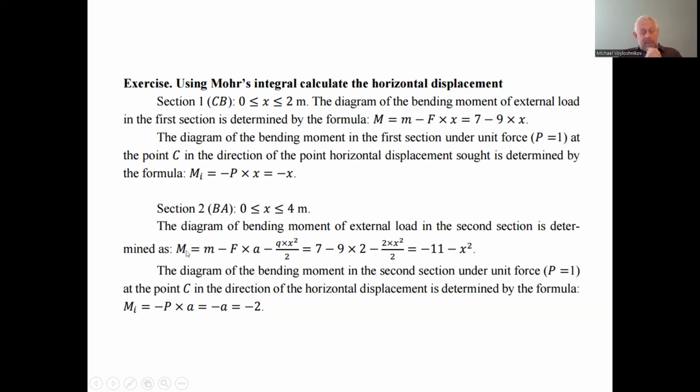So finally, after the substitution of the sizes of the mechanical system and the magnitudes of the distributed load, the moment and the force, we have that the bending moment on the horizontal part of the mechanical system is -11 minus x squared.